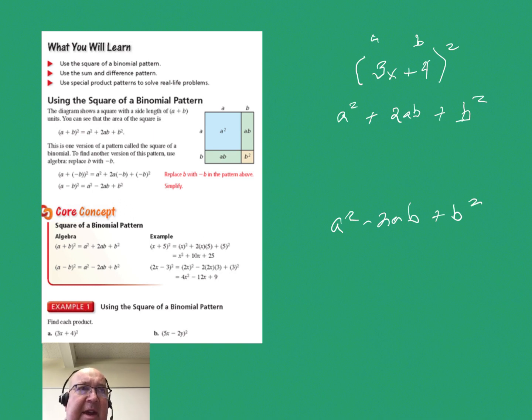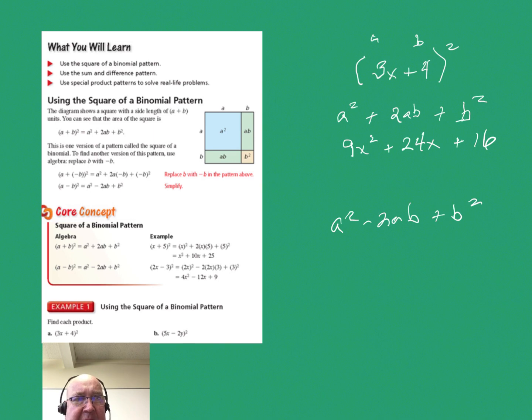So here we have 3x plus 4. So 3x times 3x is 9x squared. 2 times 3 is 6, times 4 is 24. So it's going to be plus 24x. And then finally, 4 times 4 is going to be 16. So it easily follows that pattern.